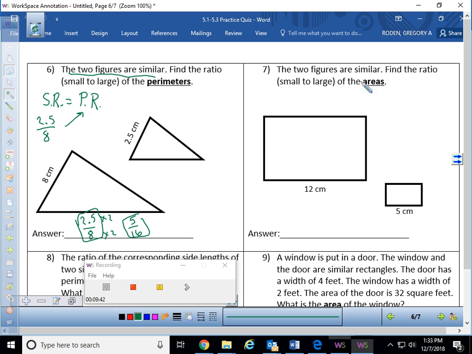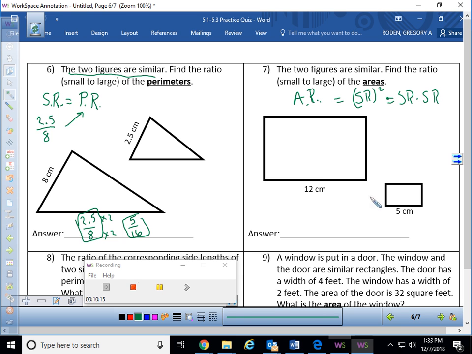All right. Here, this says the two figures are similar. Find the ratio from small to large of their area. Well, we need another thing. So we start with our SR, and we want to find AR in this case. So AR is equal to SR squared. Or you can also think of that as SR times itself.